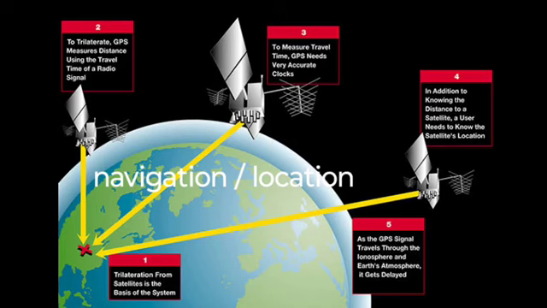GAGAN. The GPS-aided geo-augmented navigation is a planned implementation of a regional satellite-based augmentation system by the Indian government. It is a system to improve the accuracy of global navigation satellite system receivers by providing reference signals.